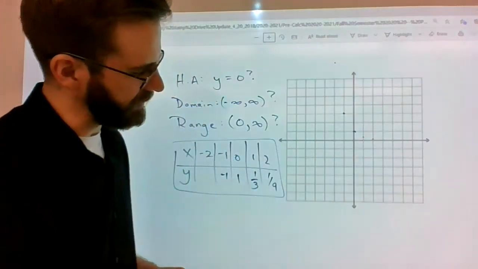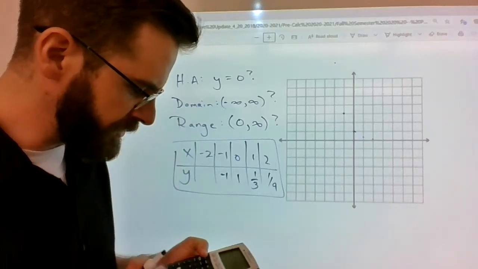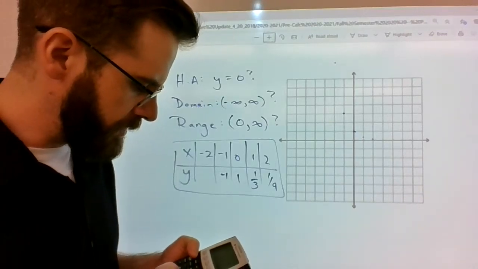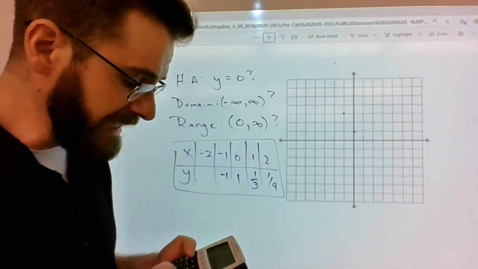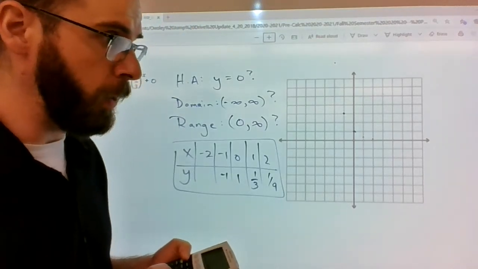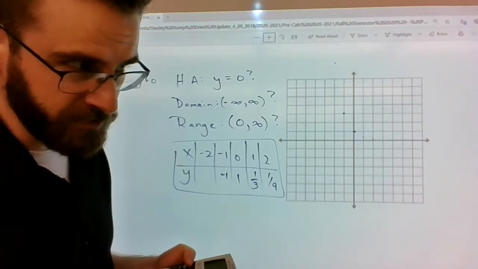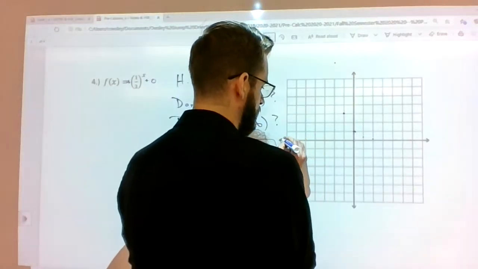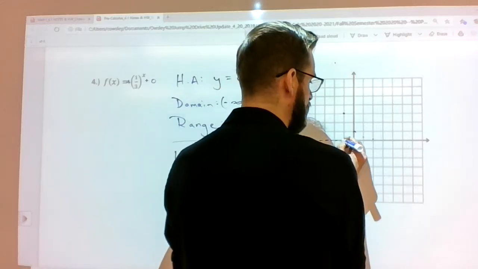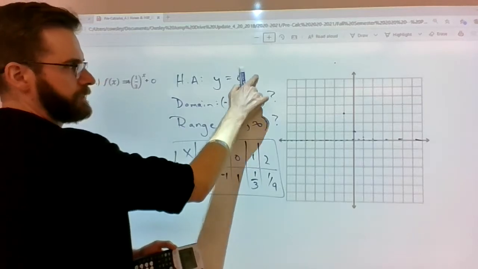So what's going on here? Let's plug in some numbers in the future a little bit farther. What if we plugged in 20? Oh, 3 times 10 to the -10. That's 0.000000003. Maybe there's another 0 in there. Yeah, the x-axis is our horizontal asymptote. Bingo! Yes!